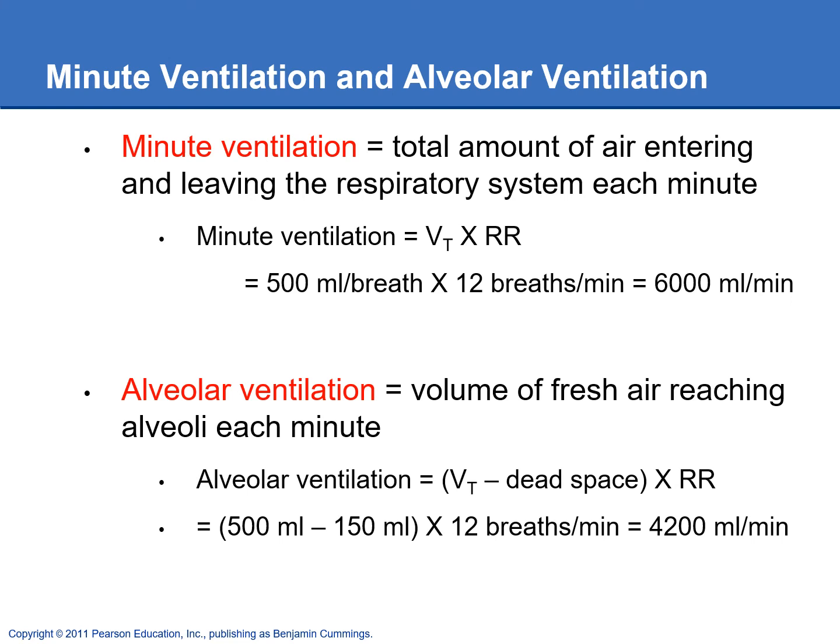But oftentimes we're much more interested in the alveolar ventilation because this is telling us how much fresh air is actually reaching the alveoli. So we just need to subtract from the tidal volume the dead space volume. So if the tidal volume was 500 mils and the dead space volume was 150 mils, we just subtract that, multiply that by the respiratory rate, and we can see that our alveolar ventilation, we only have 4,200 mils of fresh air reaching the alveoli per minute.